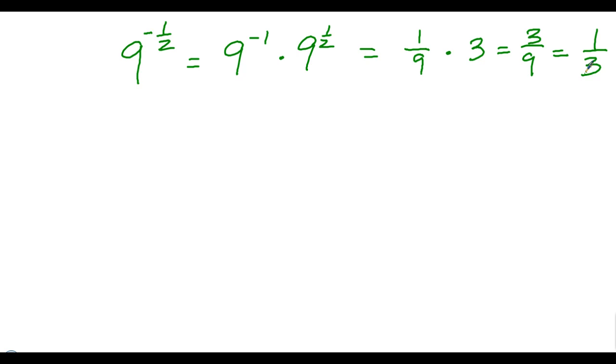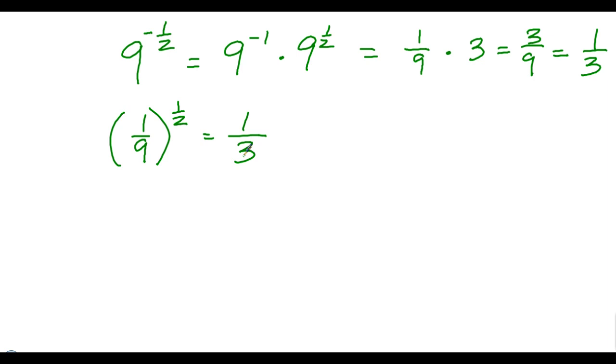Now another way you could do it is you could look at this right away and say 9 to the negative 1/2 is the same as the square root of 1/9. The square root of 1 is 1 and the square root of 9 is 3, and I've got 1/3 again.